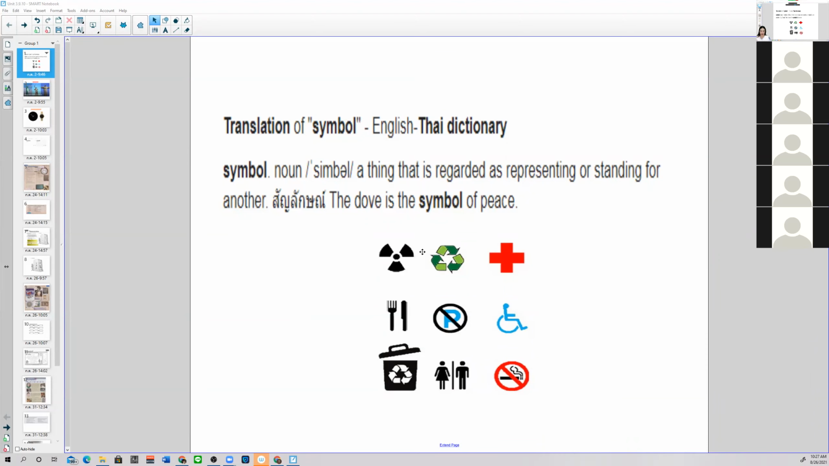For example, this one, the green circle thing. It's funny actually. There was a designer who competed in a competition about the symbol of recycling, and he won with this simple green arrow, which looks like a triangle. And look at this one. Do you know what this symbol is for?